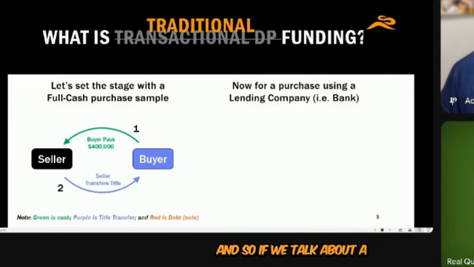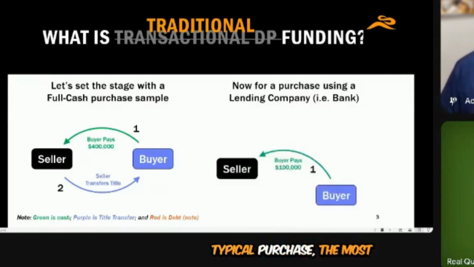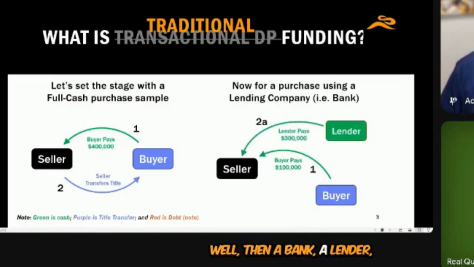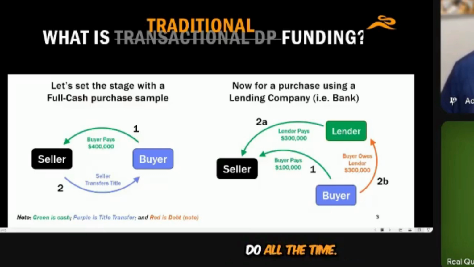And so if we talk about a typical purchase, the most common one out there in the marketplace, where somebody goes to a bank and they use a bank for most of their funding, let's say that in this case, the buyer is putting 25% down. So the buyer puts $100,000 down. Well, then a lender comes in and puts together $300,000. Well, if they're putting that money down, then the buyer has a debt for $300,000 to the lender. This is what we do all the time. A bank comes in, puts the money down. We have a mortgage or a bank note with them, and then we're funding the down payment amount. In this case, the down payment's $100,000.